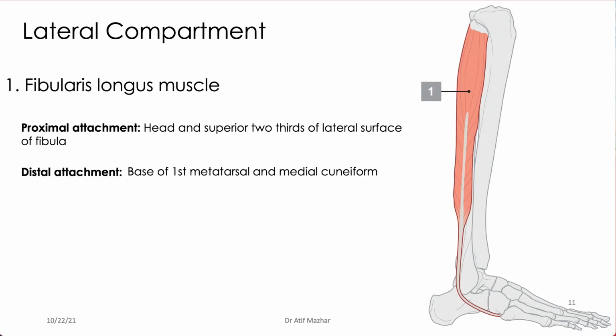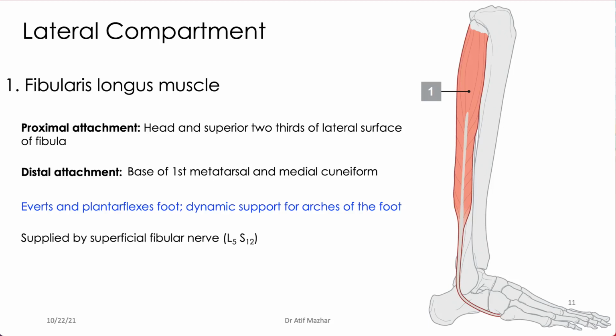So these are the locations of this muscle. What is its main action? It's an everter at the subtalar joint, and it also establishes my lateral arch, providing dynamic support for the lateral arch of the foot. This muscle is controlled by the superficial fibular nerve, which is a branch of my common fibular nerve.